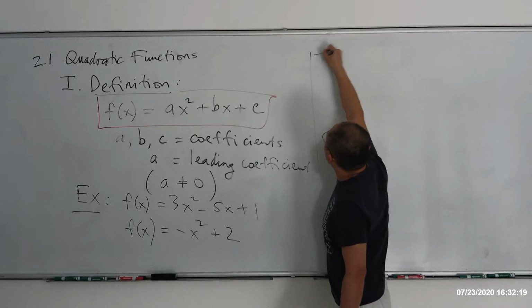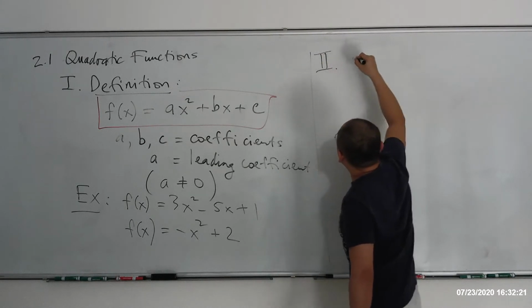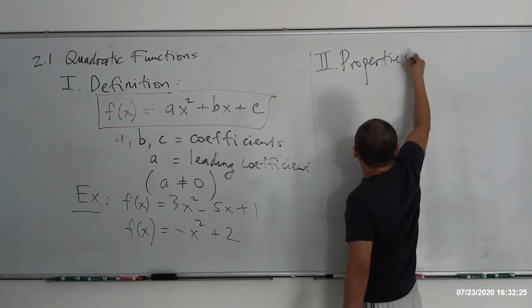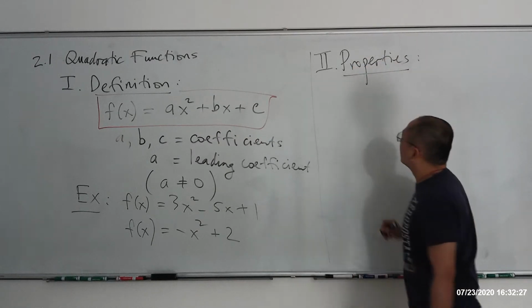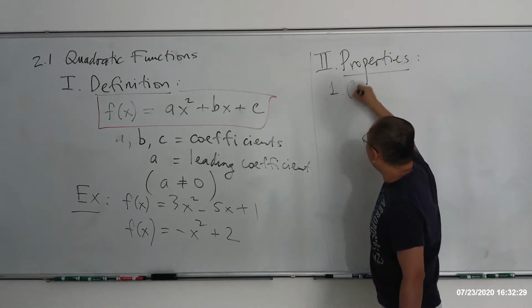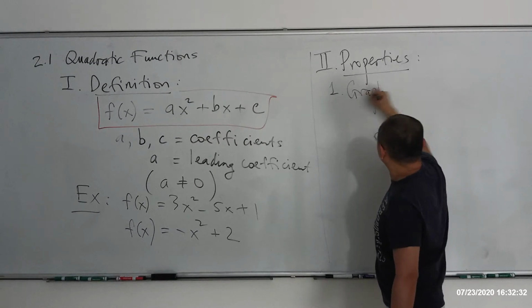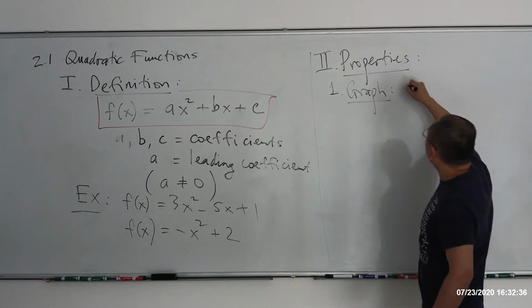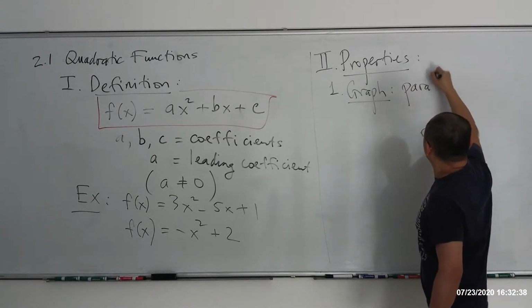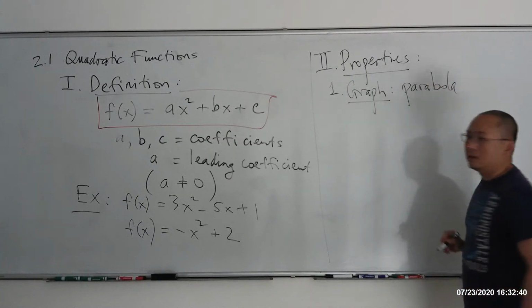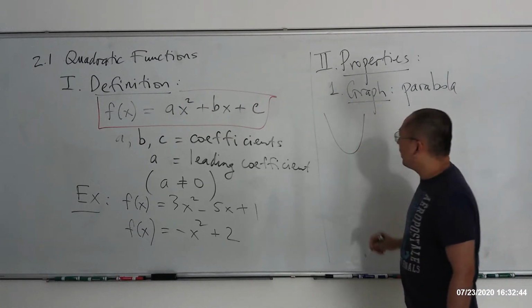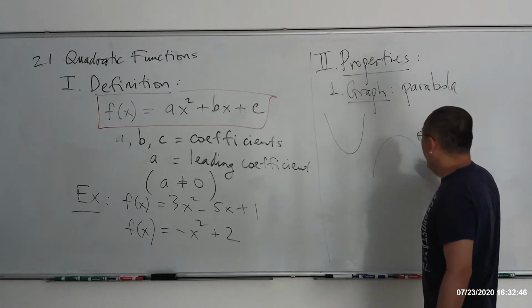I'm going to show you some basic properties of quadratic functions. The first one, we'll talk about the graph. The graph of a quadratic function, we call it a parabola. How does a parabola look? It could be either open upward or open downward.